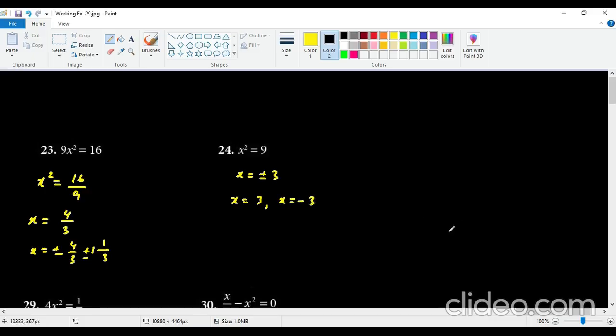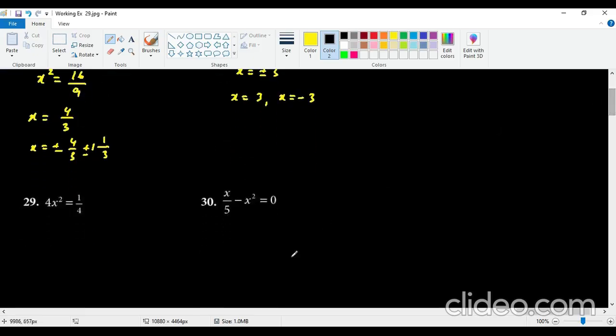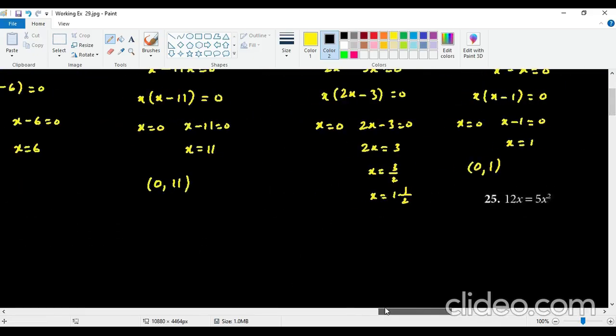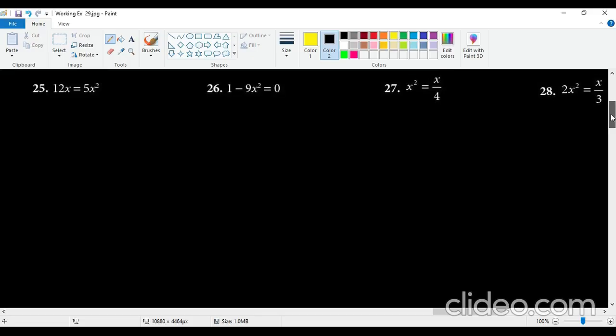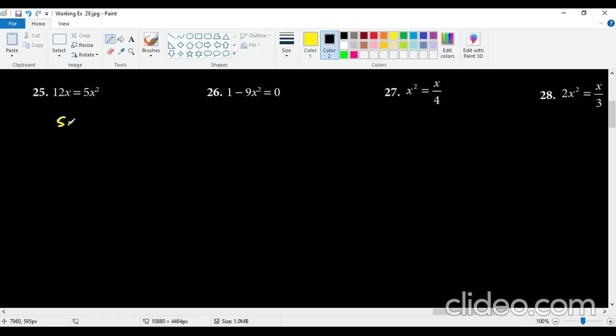Both are the values. When it comes to question number 25, it's going to be something like this. I'll bring these guys a little down. In here, I will take this plus 12x to the other side and make it a negative 12x. So 5x square minus 12x equals 0, and x is common in both of them. So 5x minus 12. So x is common.